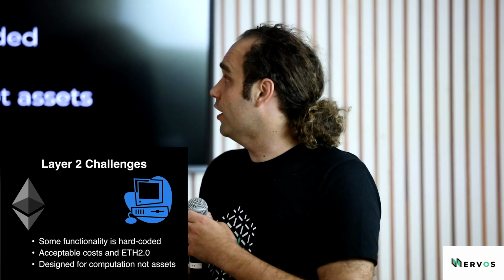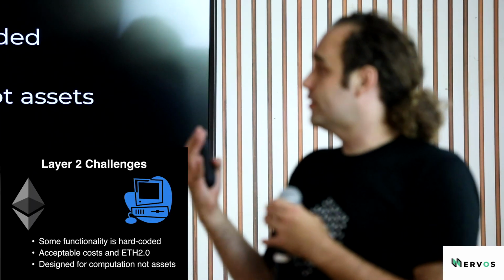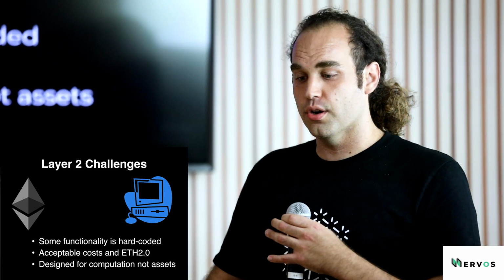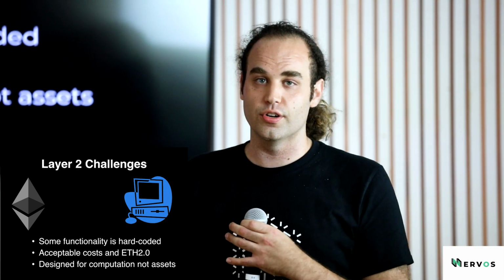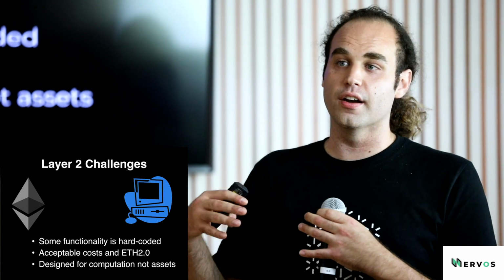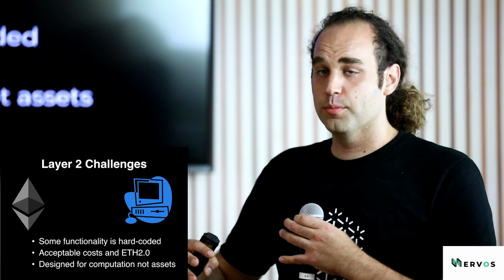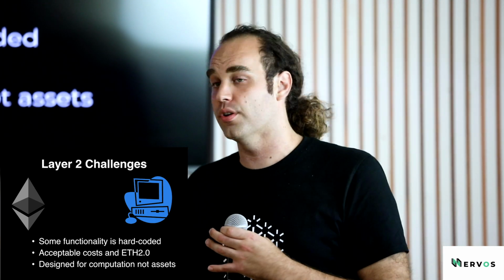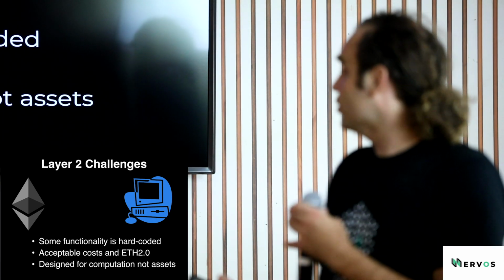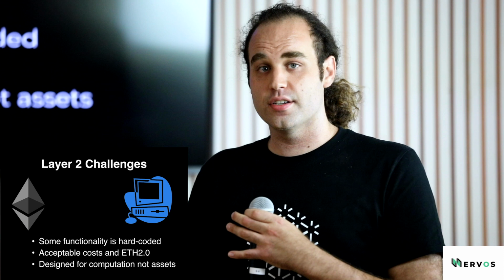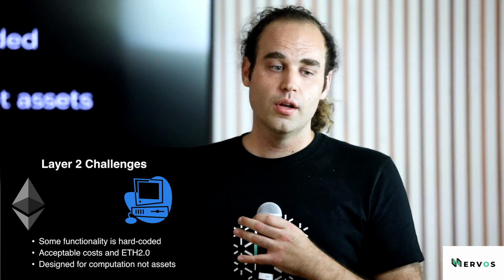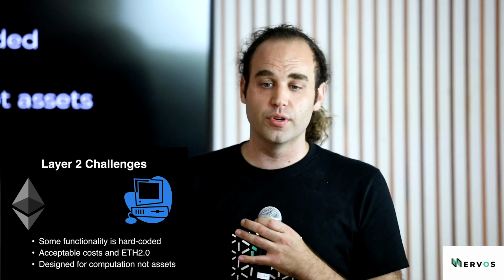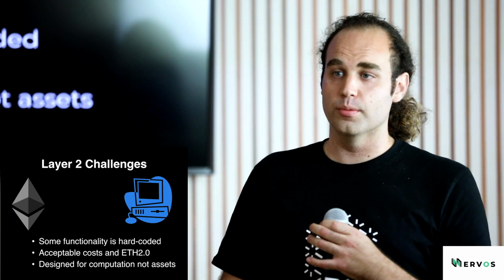We also have layer 2 challenges in Ethereum. There is some functionality in Ethereum that is hard-coded, even though the smart contracts are all general purpose. The cryptography that underlies Ethereum is for the most part hard-coded, and that has implications in supporting layer 2 protocols. We also have acceptable costs for doing on-chain transactions in ETH 2.0. Most dApps are just fine with doing transactions on Ethereum today.